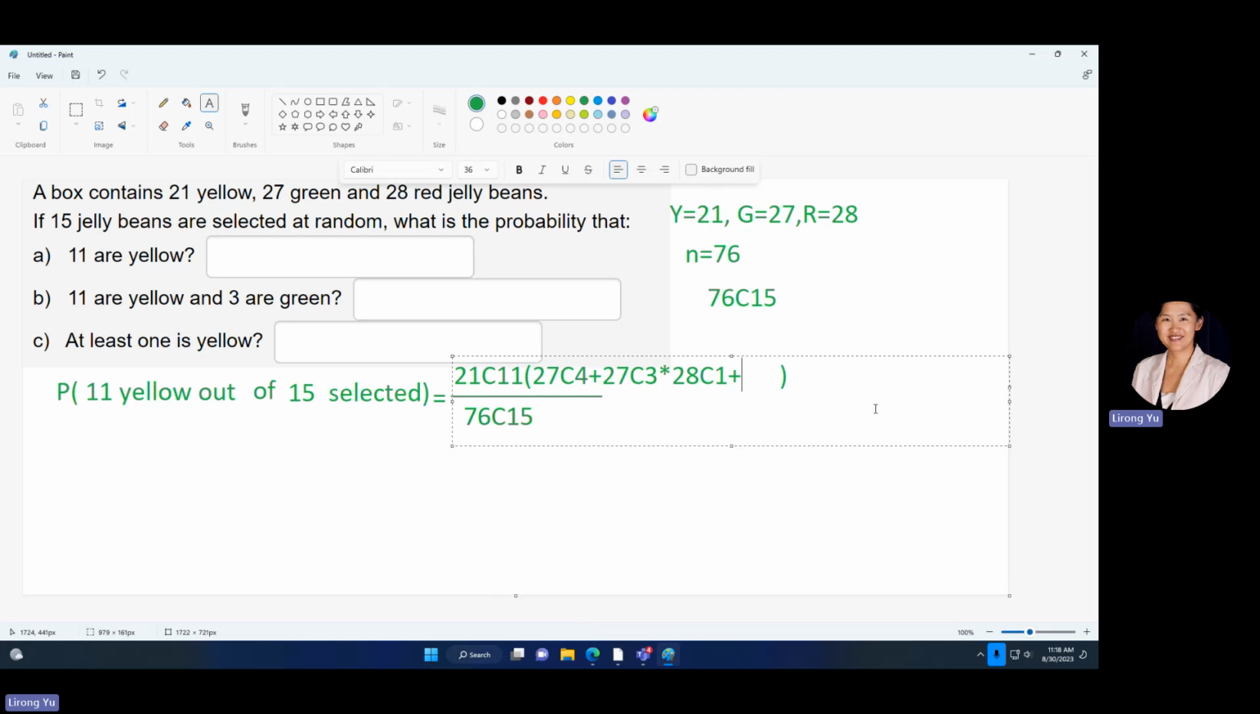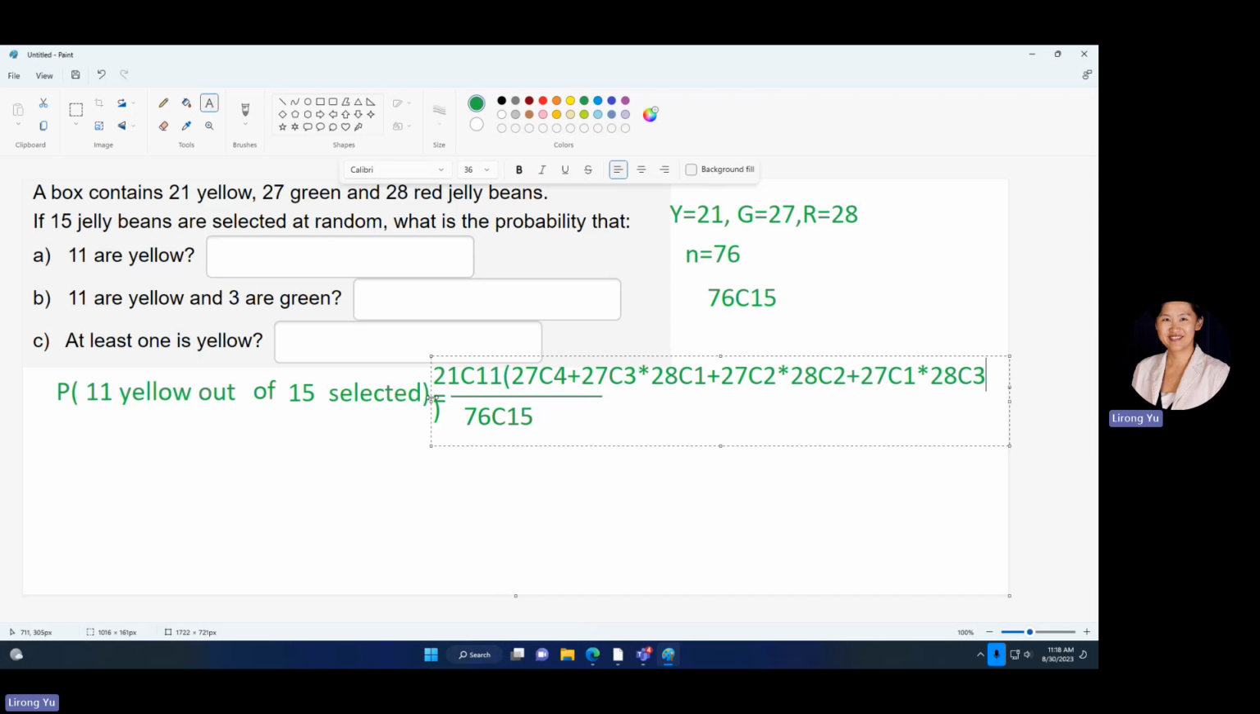Or 2 green, 2 red. So that will be 27 choose 2 and 28 choose 2. You can also have 27 choose 1, 1 green and then 3 red. Throughout the space, there's 1 more, right?